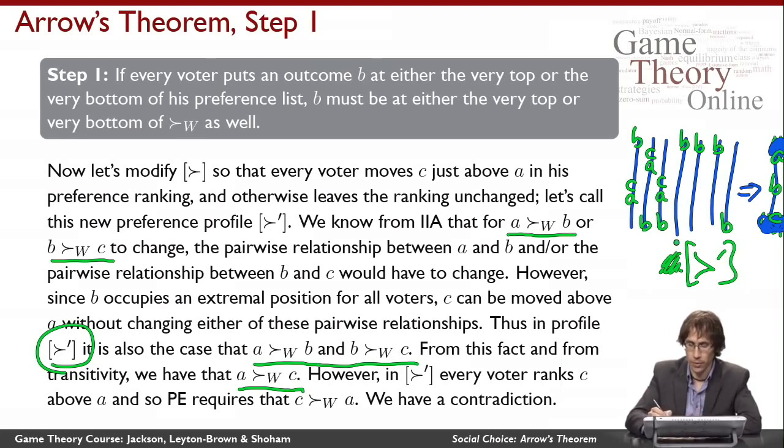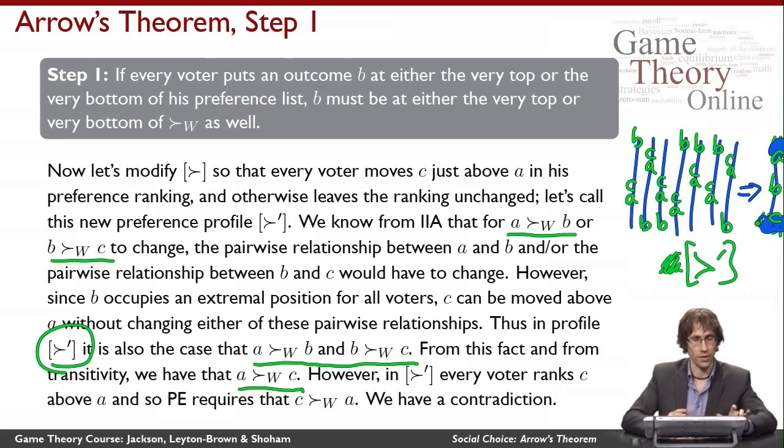However, look at the ordering that we've actually made here. Recall that we put C above A in every agent's preference ordering. Wherever A was, we stuck C just above. Recall that Pareto efficiency says that any time all of the agents feel exactly the same way about something, the social welfare function has to also feel that way. Here, all of the agents think that C is better than A, and so Pareto efficiency requires that we would have C above A here. But in fact, we have the opposite, that A is above C. So that gives us a contradiction.